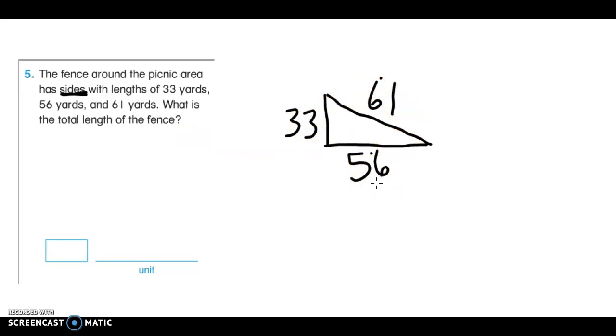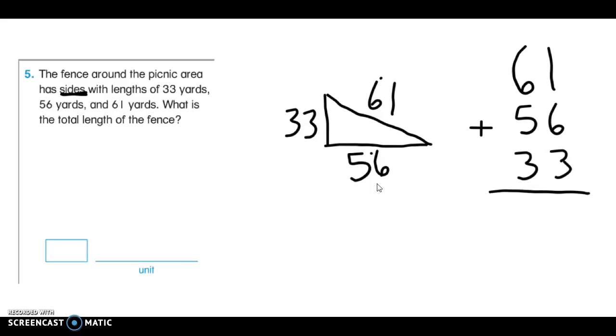For this one, I'm just going to line them up. All three of them. Plus 56 plus 33. Because I can add three numbers at a time. So 1 plus 6 equals 7. 7 plus 3. I know my tens. Carry that 1. Start up here again.